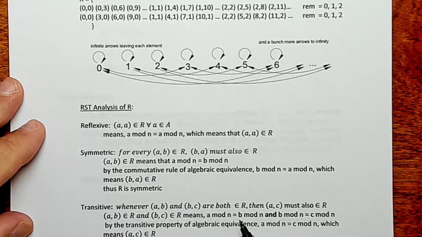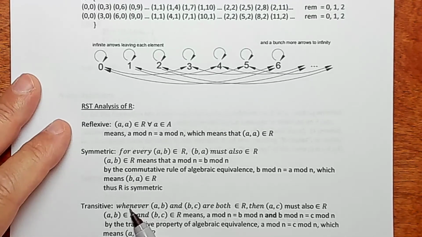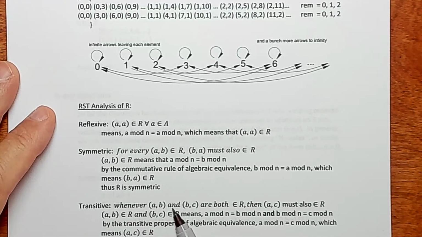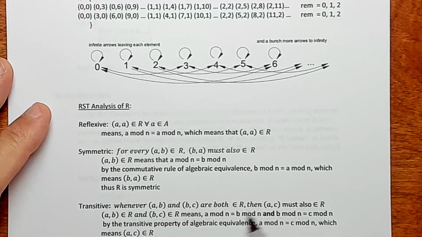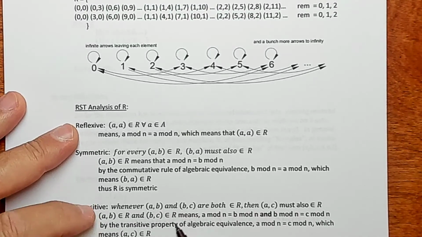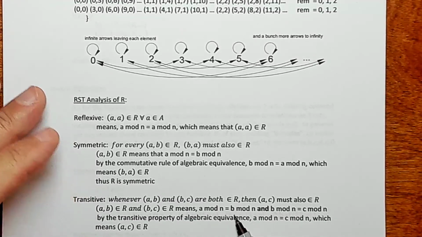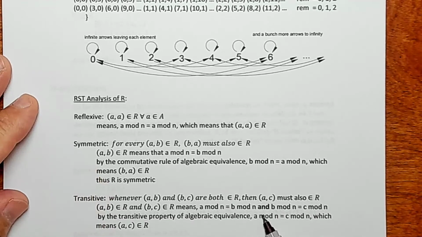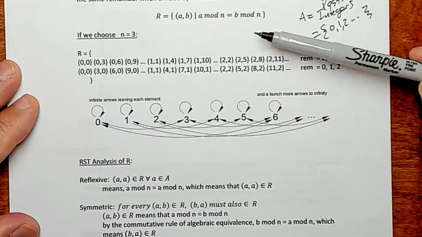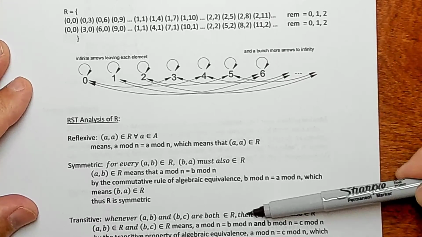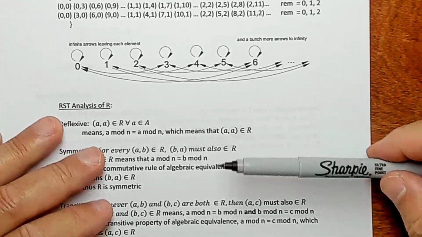Then you can do something similar with transitivity, because transitivity says that whenever (A, B) and (B, C) are both in R, then (A, C) is also in R. So (A, B) in R means A mod n is equal to B mod n, and (B, C) in R means that B mod n is equal to C mod n. Because equivalence in algebra is transitive, you can write A mod n equals C mod n, which means that (A, C) is in R. So you're applying the definition and then thinking about what that means in algebra. And, all right, that's that.